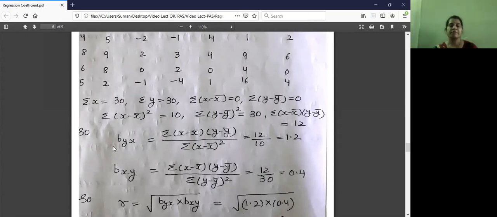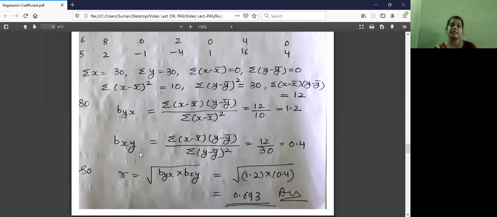So first we find the regression coefficient of y on x. Here put summation x minus x bar, y minus y bar. So we are given 12 and x minus x bar whole square divided by 10 is equal to 1.2. Next value is bxy, regression coefficient of x on y. So summation x minus x bar, y minus y bar divided by summation y minus y bar whole square is equal to what? 12 upon summation y minus y bar whole square is equal to 30. So here we get the value 0.4.